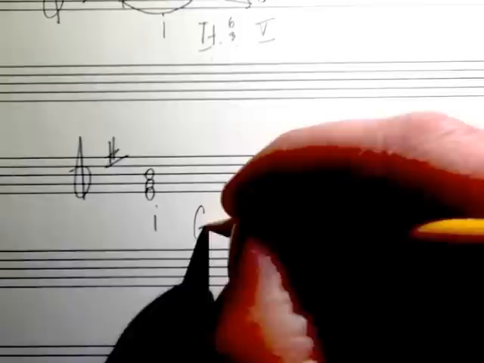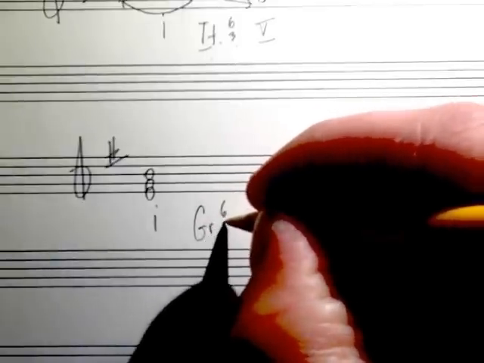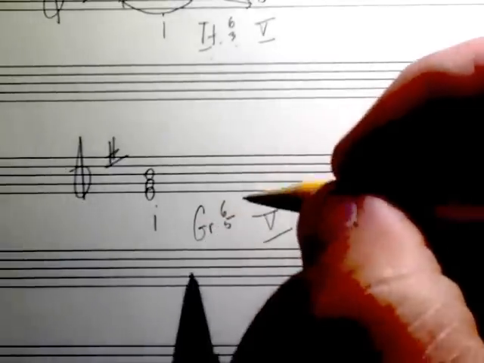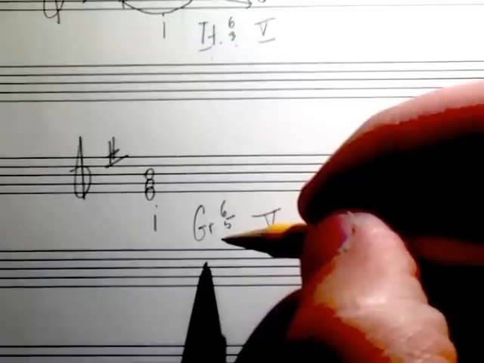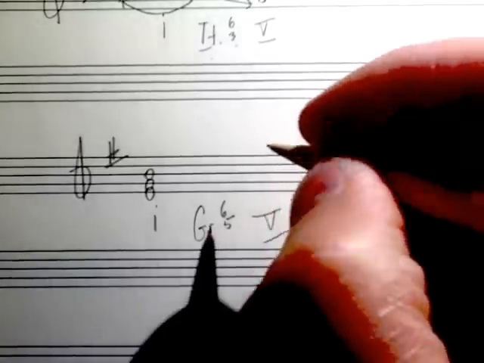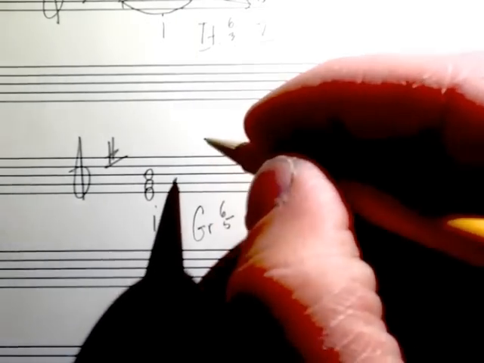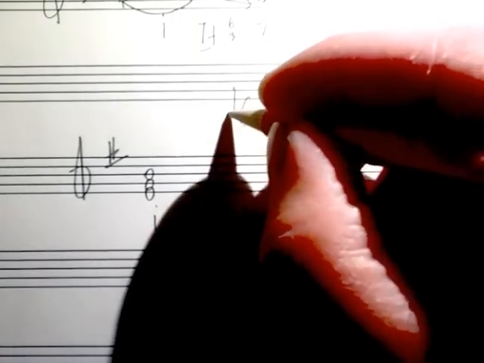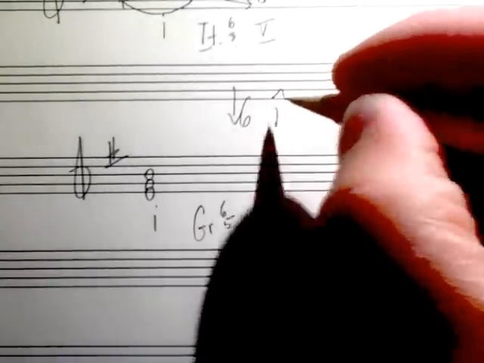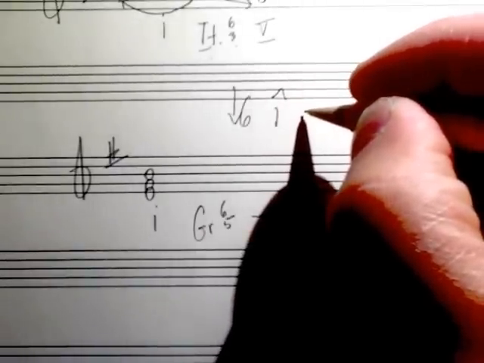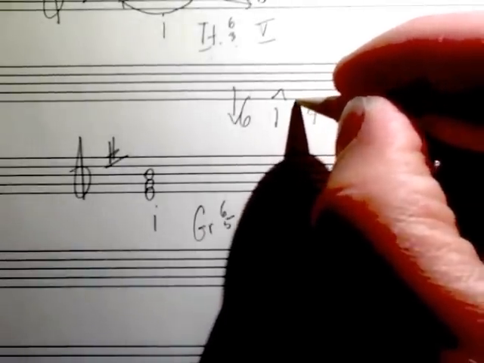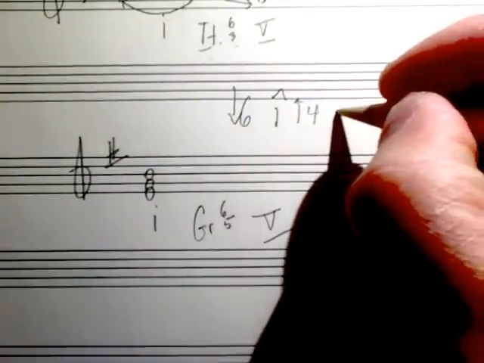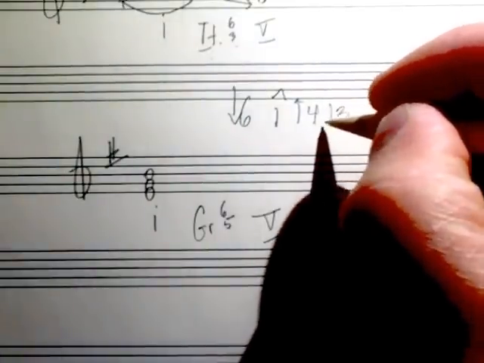So here is our German 6-5. This is another type of augmented sixth chord. This chord, once again, has all of the notes of the Italian 6-3, which are your lowered 6, your scale degree 1, your sharp 4, and it has one other note, your lowered third.